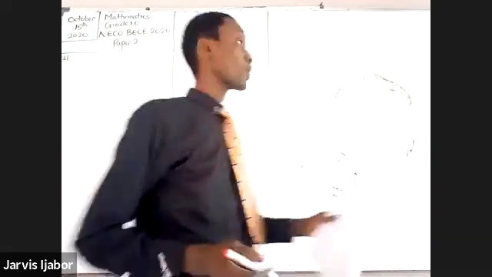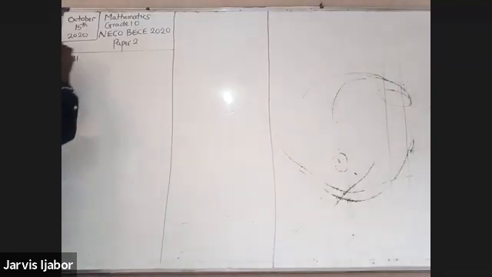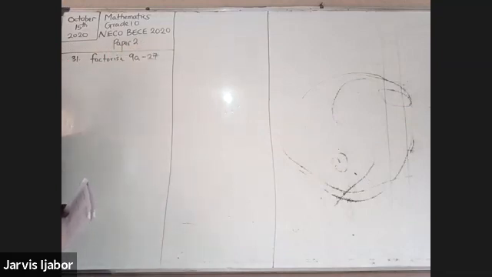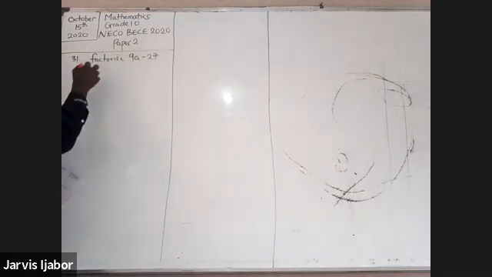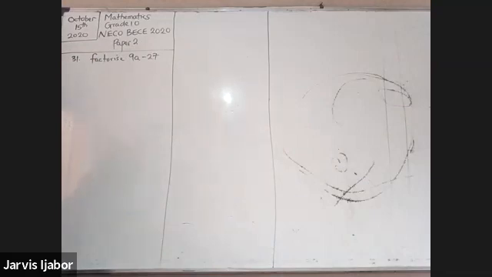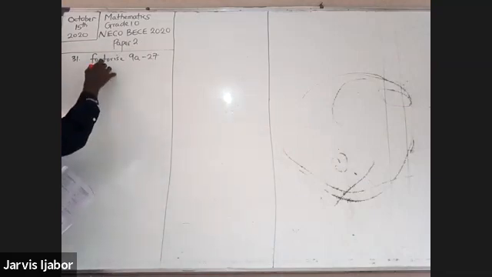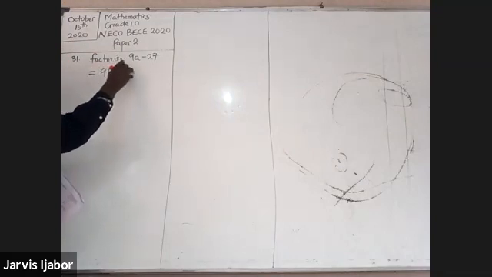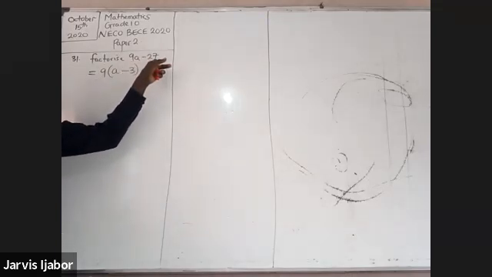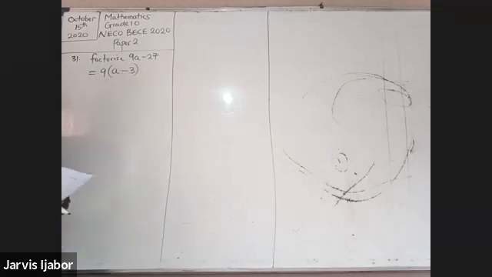We'll go straight ahead to work. In question 31, we are told to factorize 9a minus 27. We factorize in terms of the HCF. So 9 into a minus 3, because 9 can divide 9a and 9 can also divide 27. So our answer will be 9 into a minus 3. And for that exam, the answer will be A.